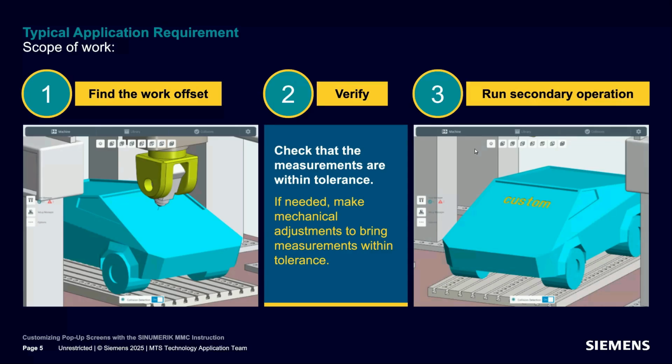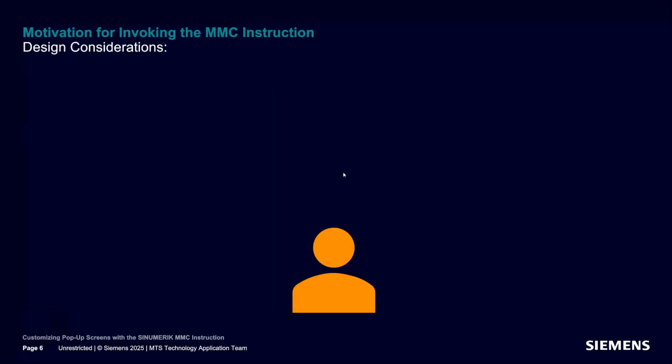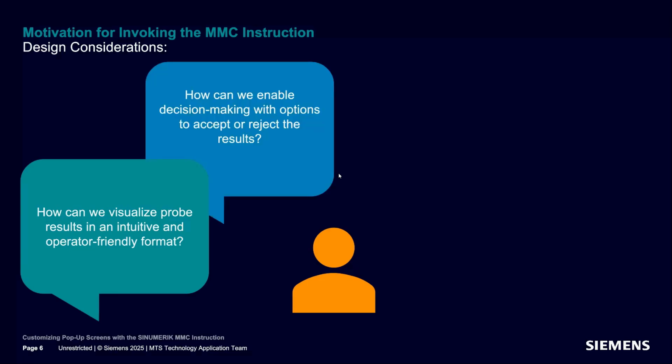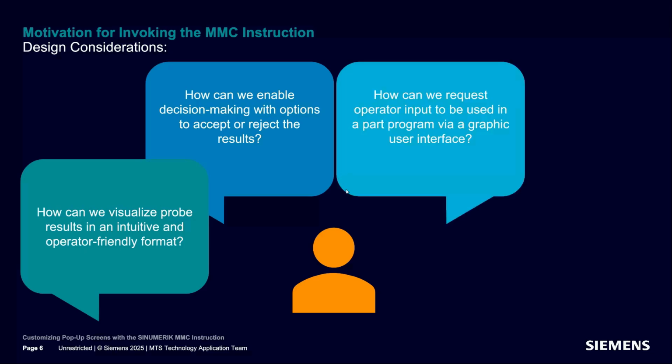And in the application you'll see today, that operation is going to be engraving. So given this application, there are some design considerations that we have to think about. Number one, how can we visualize probe results in an intuitive and operator-friendly format? Number two, how can we enable decision-making with options to both accept and reject the results? Number three, how can we request operator input to be used in a part program via the graphic user interface?